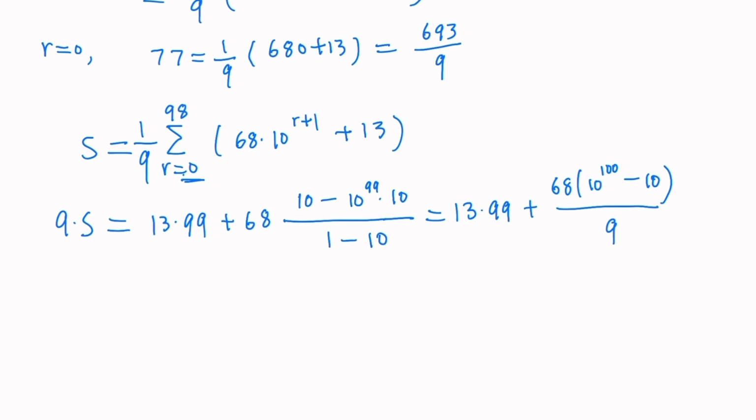And if you want to get rid of the fraction, let's further do it. 81s would be equal to 13 times 9 times 99, plus 68 times 10 to the 100th power, minus 680.